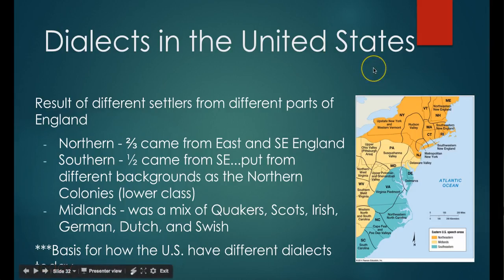So how does this relate to the United States? As you can see here, we have three main distinct dialects that come from when we were colonized by England, and we had migration throughout the years. So are there many different dialects in the United States today? Yes, but they can be broken down into these three main groups here in the United States. So the northern part, okay, the little more sophisticated, came from the east and southeast England. You're going to have a little more of the proper English, if you will, up there.